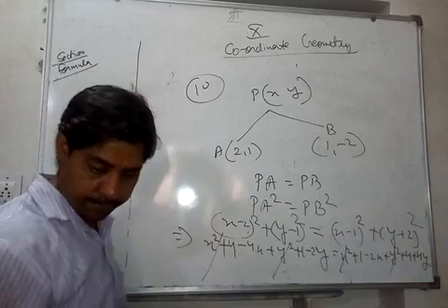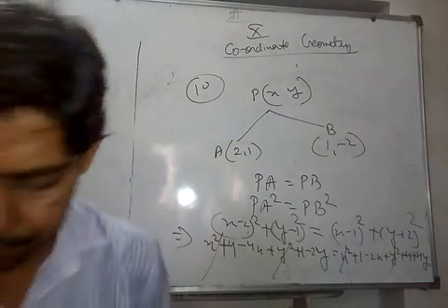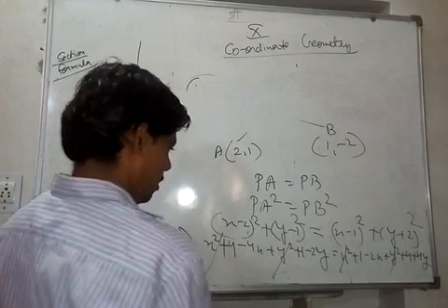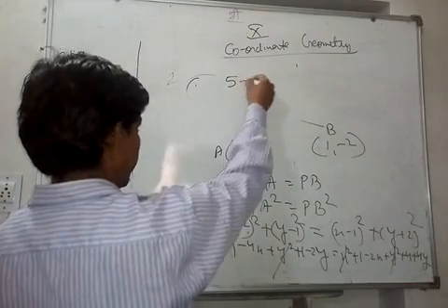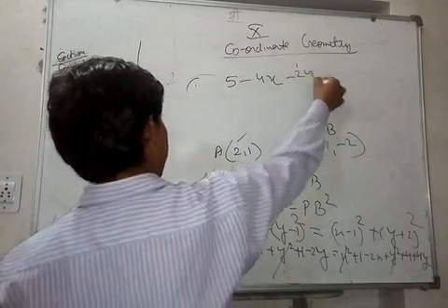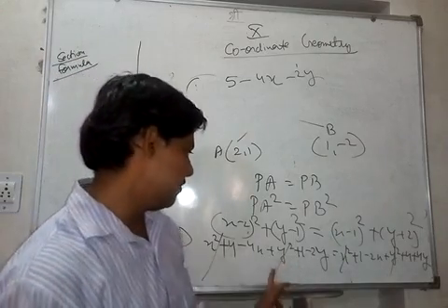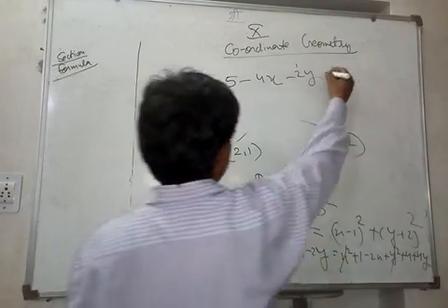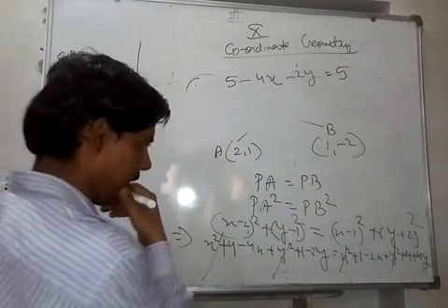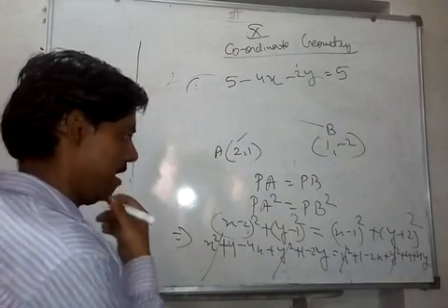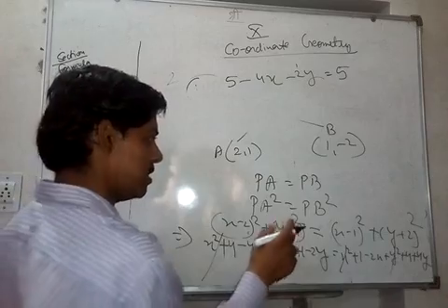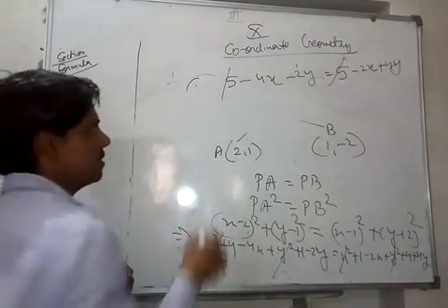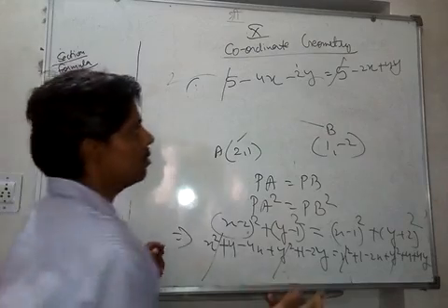So 4 plus 1 is 5 minus 4x minus 2y, and that side is again 5 minus 2x plus 4y. 5 and 5 get cancelled. Okay, you could have cancelled it earlier also.